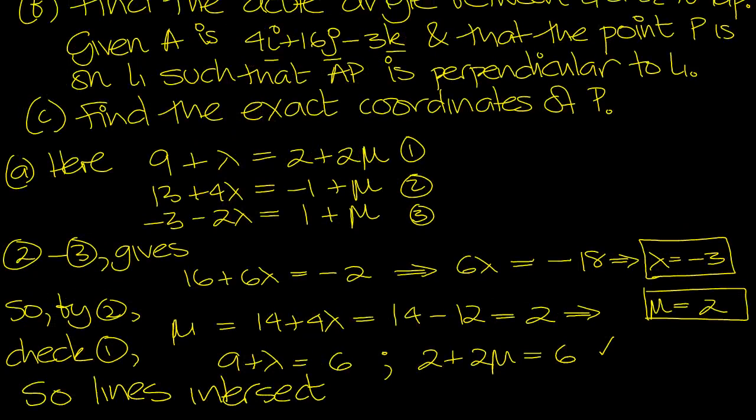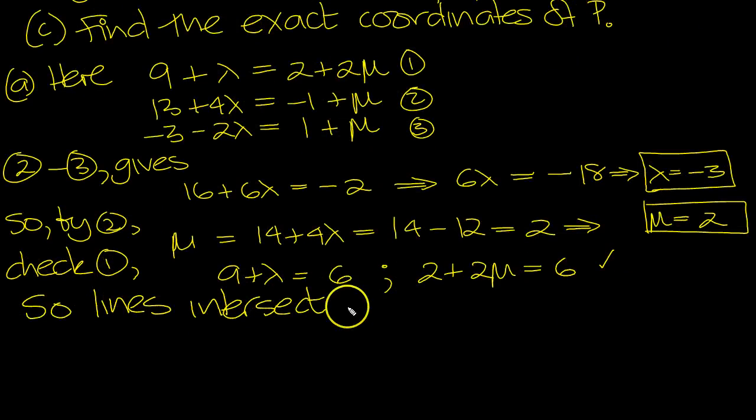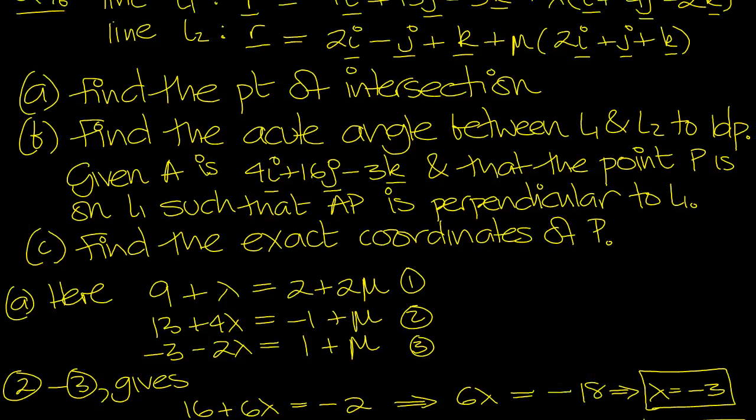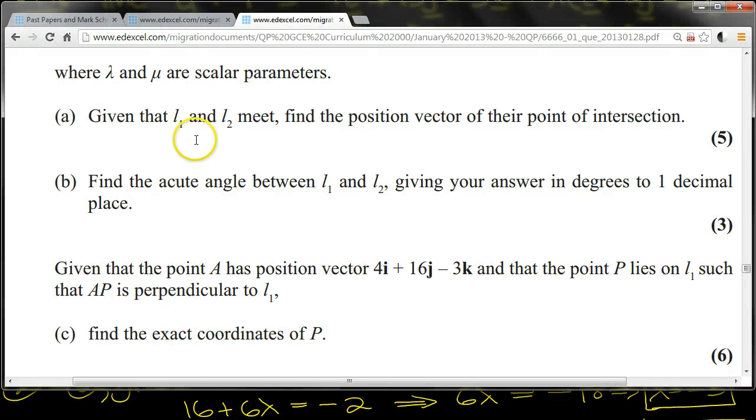And the coordinates, we find the point of intersection, well, let's put mu as 2 in. This is the x, y and z coordinate. 6i, and then mu is 2, minus 1 is 1, so it's plus j, and then 2 plus 1 is 3, plus 3k. So there's where they intersect with the vector. So that's the point of intersection as a vector. So let's just look at the question to see which format it wanted. Find the position vector. That's what we've done there.